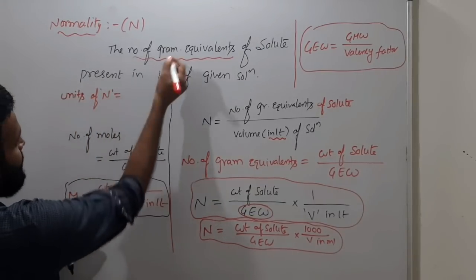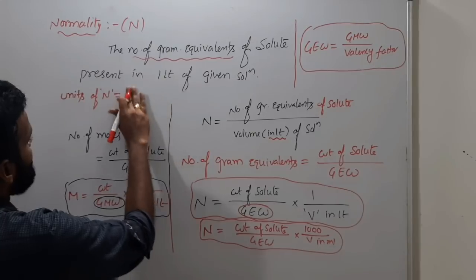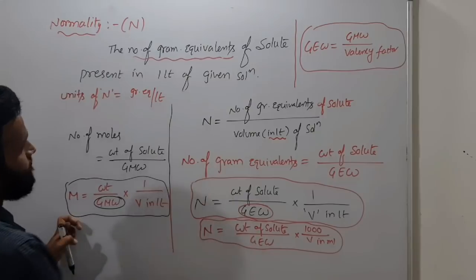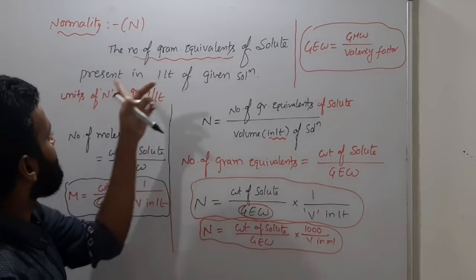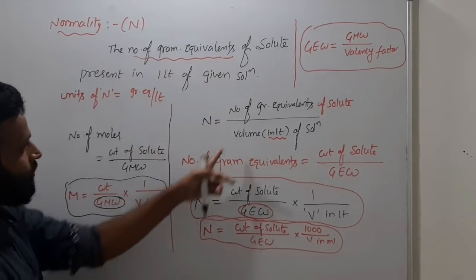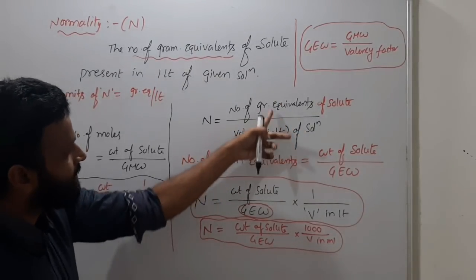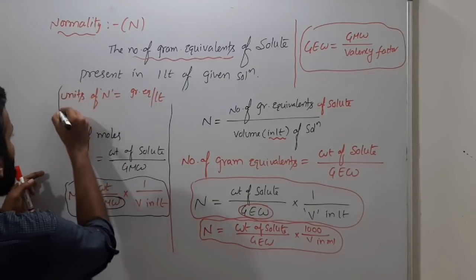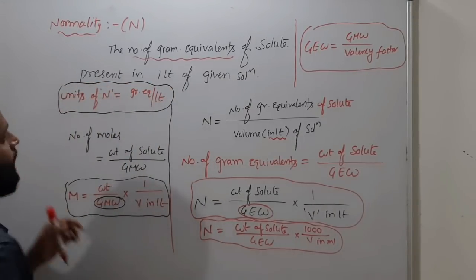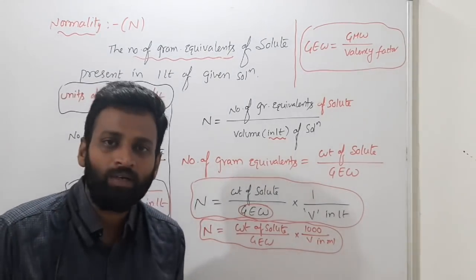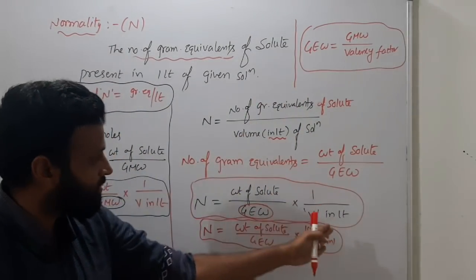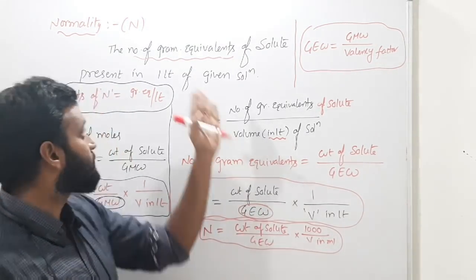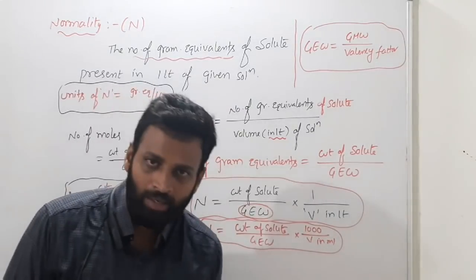The units of normality are very simple: gram equivalents per liter, because gram equivalents are present in a volume. So the units are gram equivalents per liter, or gram equivalents per cc. A few more applications, gram equivalent weights, and numericals based on normality we will discuss in our next class. Thank you.